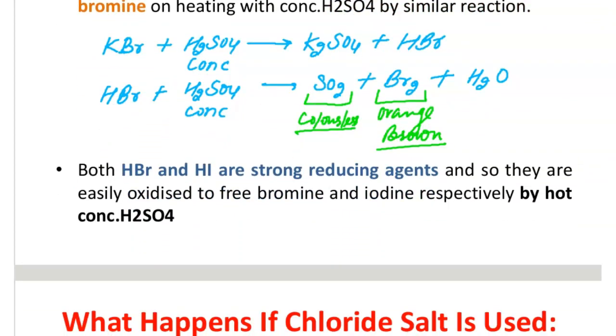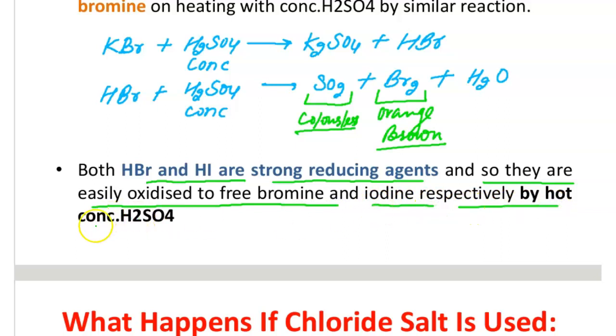Now, what we conclude here is that both HBr and HI are strong reducing agents, because they are easily oxidized to free bromine and iodine respectively by hot conc H2SO4. So this is a very important concept that you have to remember.